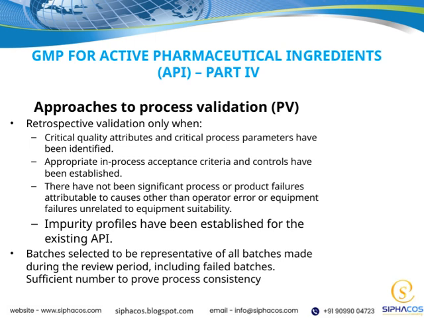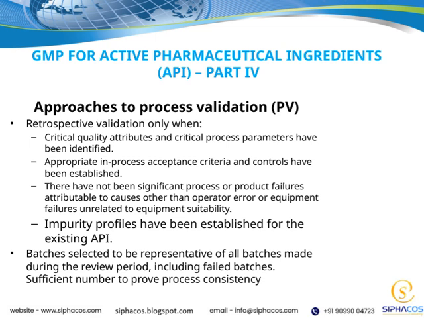Additionally, retrospective validation is suitable when there haven't been significant process or product failures caused by factors other than operator errors or equipment failures that are unrelated to the equipment's suitability. In other words, if issues haven't arisen from the process itself or from unsuitable equipment, retrospective validation can be a viable approach. Another key aspect is establishing impurity profiles for the existing API. Understanding these profiles helps us ensure consistent quality across batches.